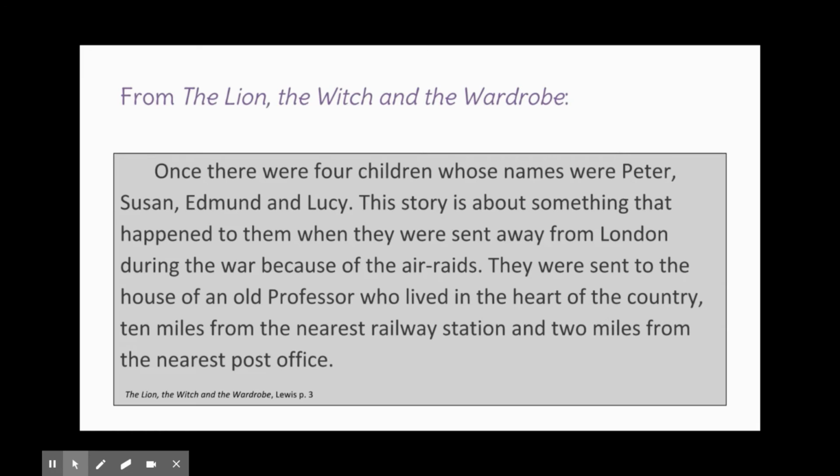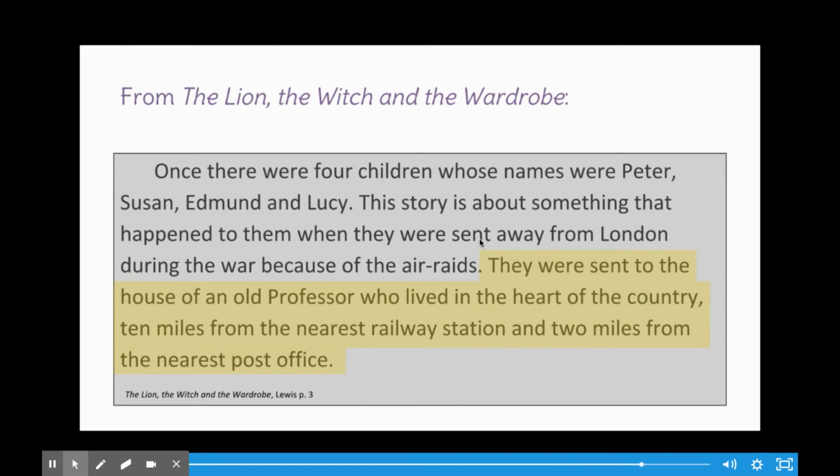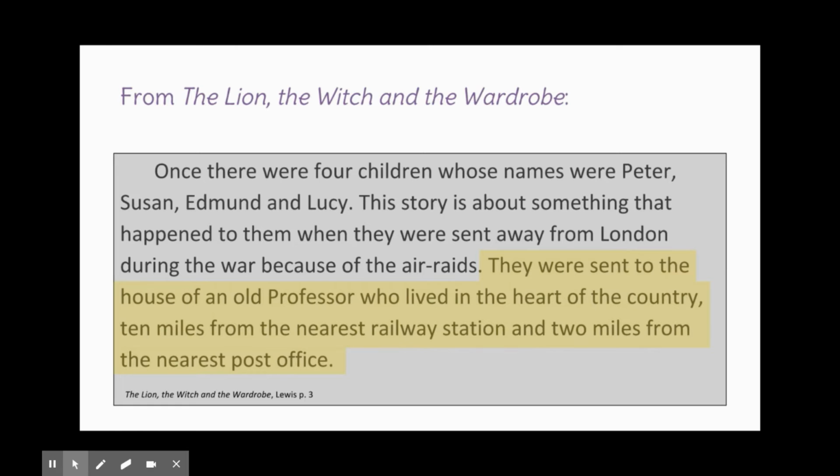Let's take a closer look at the last sentence from our passage. They were sent to the house of an old professor who lived in the heart of the country, 10 miles from the nearest railway station, and 2 miles from the nearest post office. Think about it, an old professor who lives in the countryside.